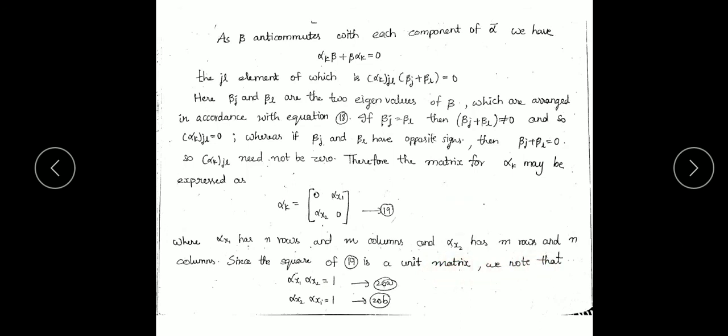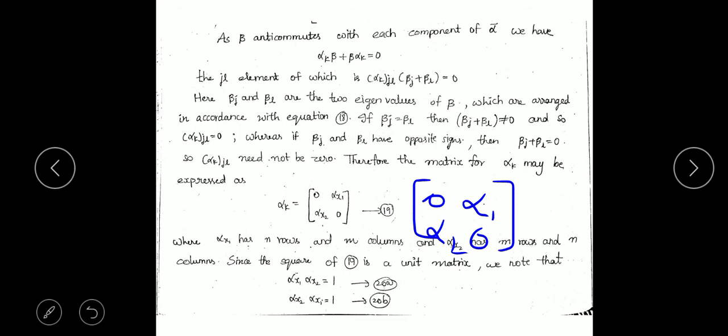So here, if you multiply alpha k with another alpha k, with 0, alpha x1, alpha x2, 0, what we would have is 0 into 0, 0, plus alpha x1 into alpha x2. So the first element would be alpha x1 into alpha x2, but this must be equal to the unit matrix. The first element in the unit matrix is 1, so alpha x1 alpha x2 equals 1.